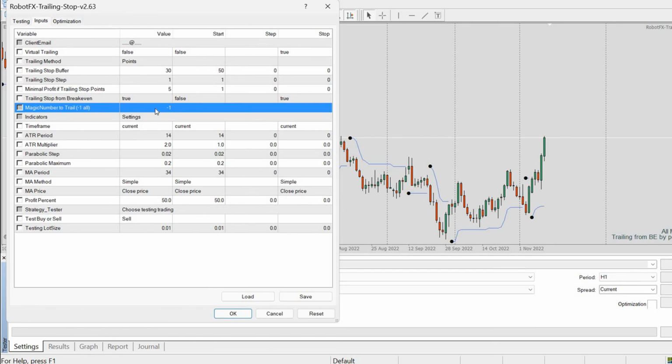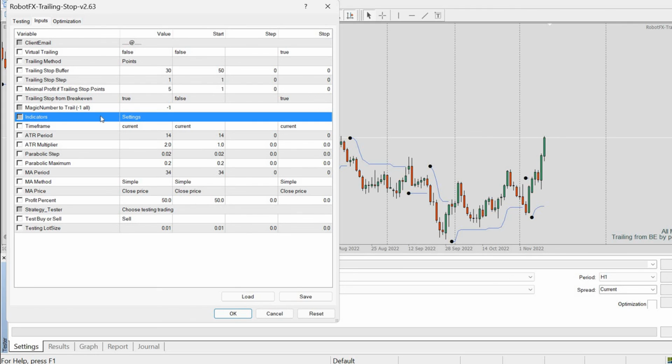We have the possibility to enter a magic number, and this is very useful if you want the expert advisor to trail trades opened by another expert advisor. Each expert advisor should have a magic number, which is basically an identifier for the trades opened by that certain expert advisor, and make sure that the number you enter here is the same as the number that your trading expert advisor uses. Otherwise, if you leave it at -1, that means that this expert advisor will trail only trades that don't have a magic number, which are basically manually opened trades on this chart.